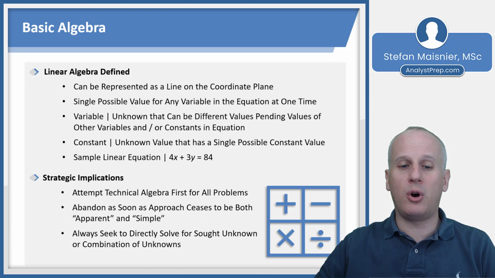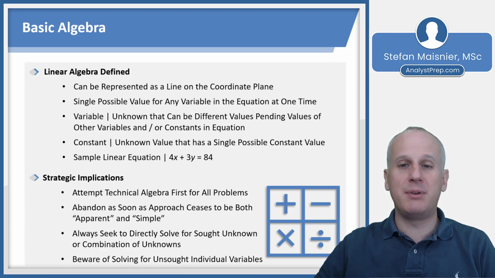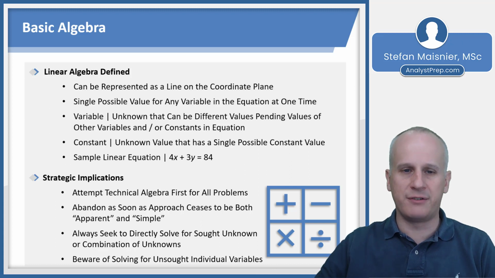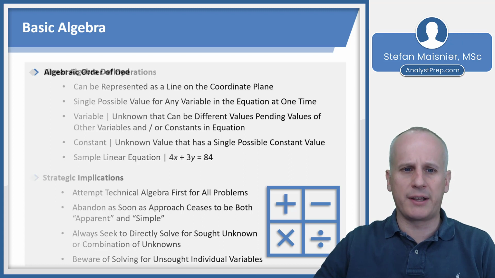You also want to always seek to directly solve for the specifically sought unknown or the combination of unknowns. You have to beware of potentially, and this is intended by the exam, solving for something that it doesn't want. So don't auto-solve for individual variables that aren't the target of the problem-solving question in front of you. It's just a time waster. And that's definitely a big picture, holistic kind of skill that the exam is evaluating at all times.